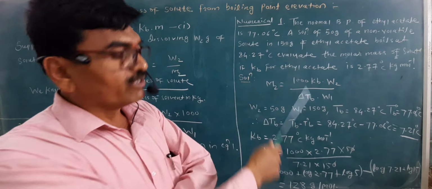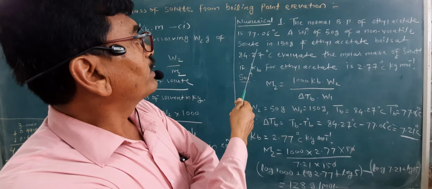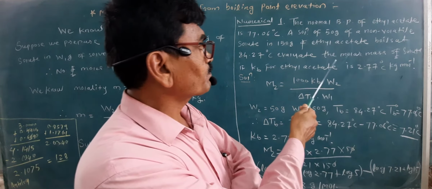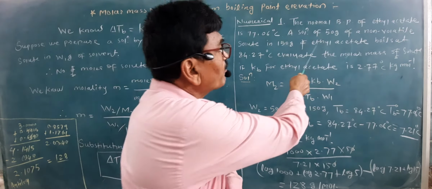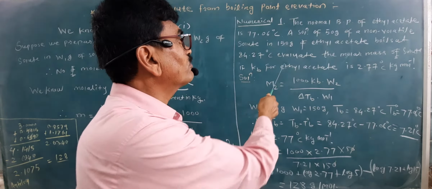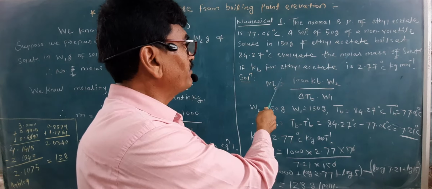What is that? The normal boiling point of ethyl acetate is given as 77.06 degrees centigrade. A solution of 50 gram of a non-volatile solute in 150 gram of ethyl acetate boils at 84.27 degrees centigrade. We have to evaluate, means calculate, the molar mass of solute if Kb for ethyl acetate is also given.